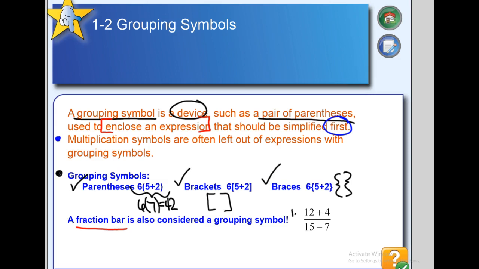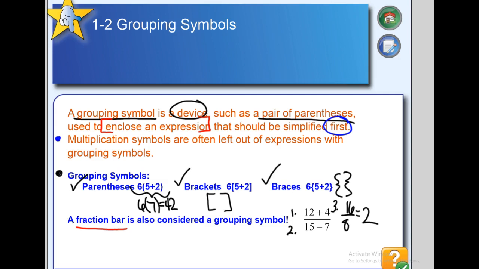So I look at that and I say, okay, 12 plus 4, I can do that. That's 16. The second part is to take care of the math in the denominator. So 15 minus 7 is 8. And then the last thing, well, you and I learned that the fraction bar means division. So the last thing we're going to do is take care of division. So 16 divided by 8 equals 2.